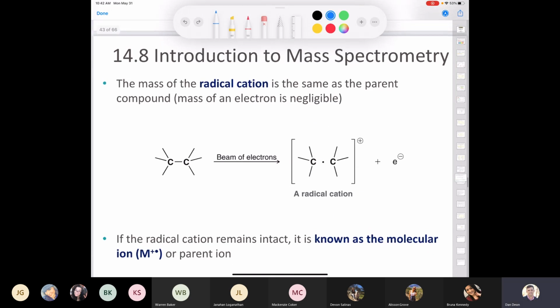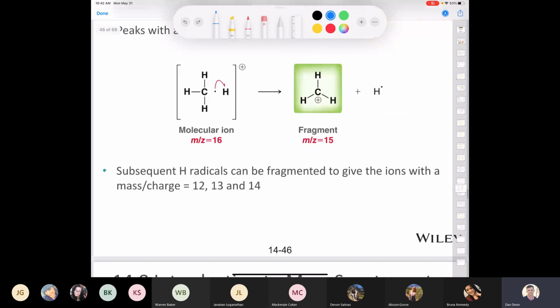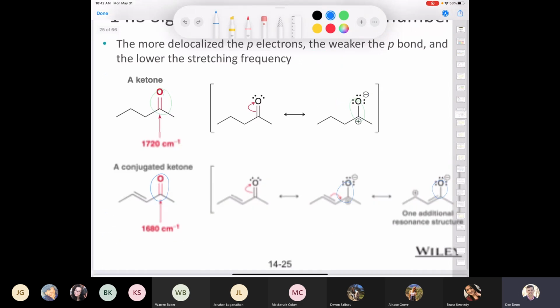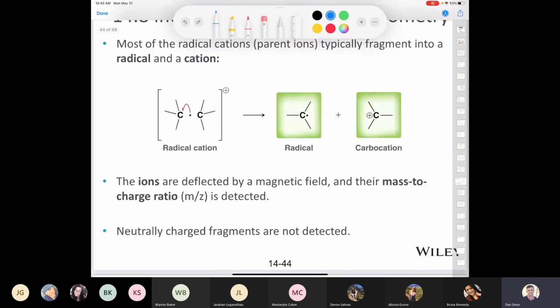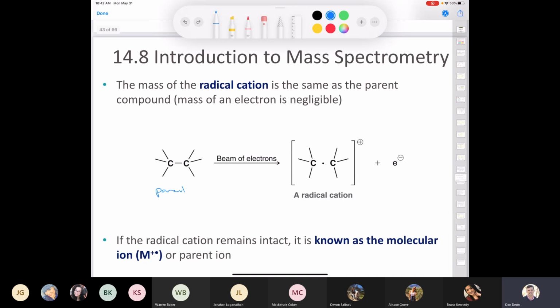Now, the mass of the radical cation is going to be the exact same as the parent compound, right? This is our parent compound. You hit it with that high energy beam of electrons. You knock an electron off, but what do we know? We know that the mass of an electron is going to be essentially negligible compared to the mass of the rest of the compound. Why? Because electrons don't weigh nearly as much as protons and neutrons, okay? So the mass of the parent is going to be the same as the mass of the radical cation. It's like the mass doesn't change because we can negate the mass of the electron.